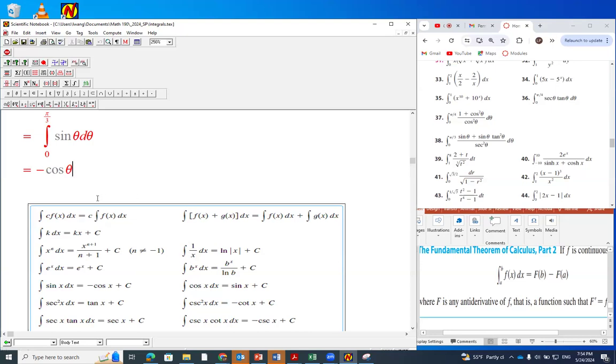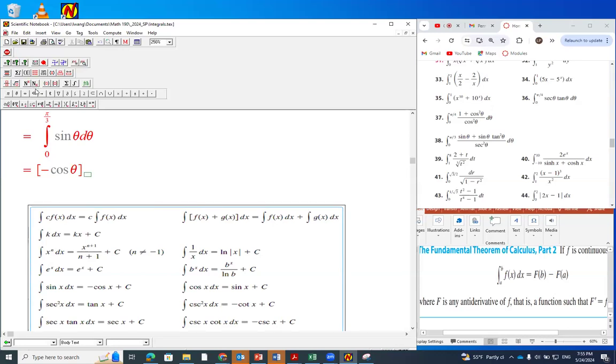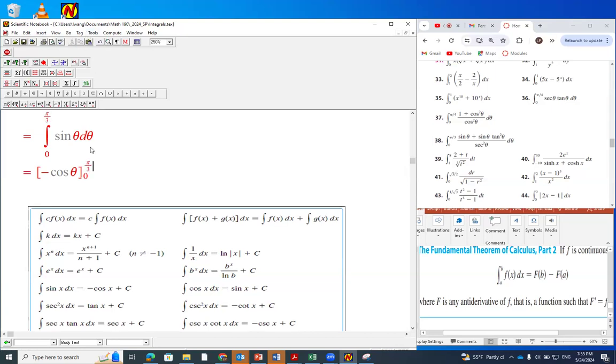Right? But don't forget it's a definite integral. The antiderivative of sine, because you can see the table is pretty handy. But we also have to make sure we have the limit marked from 0 to pi over 3. Don't forget these. Okay.